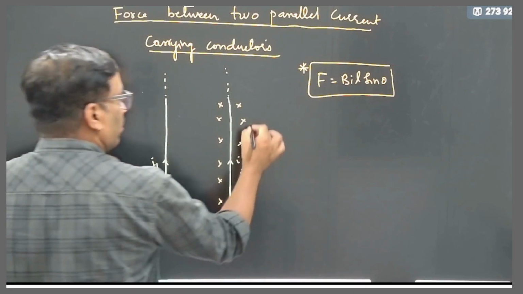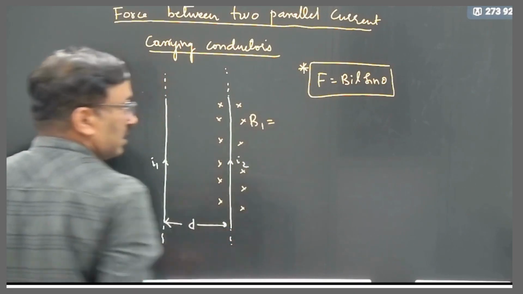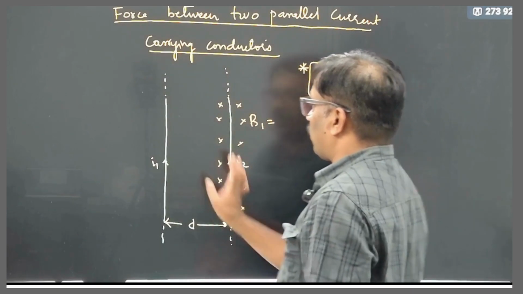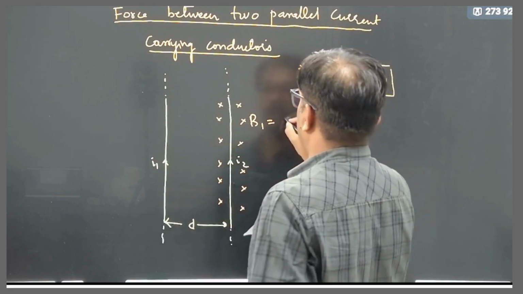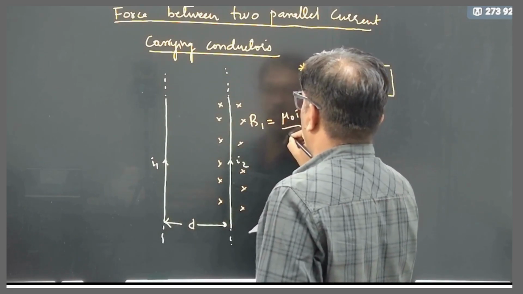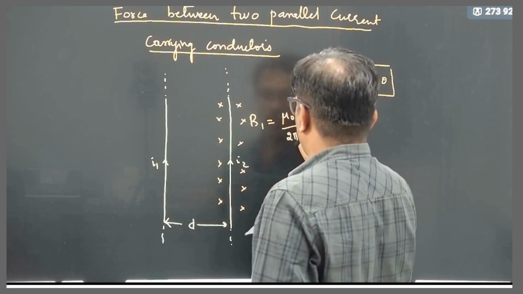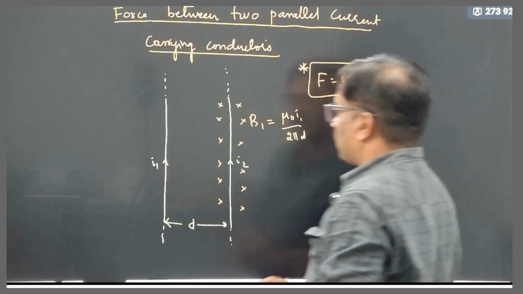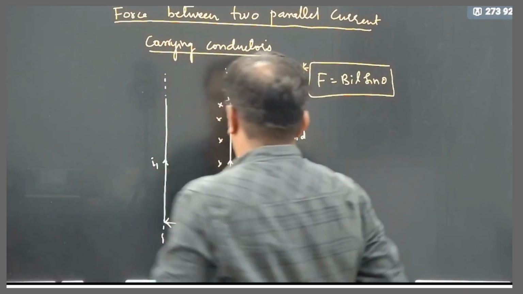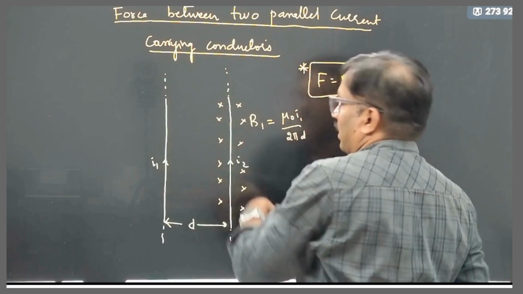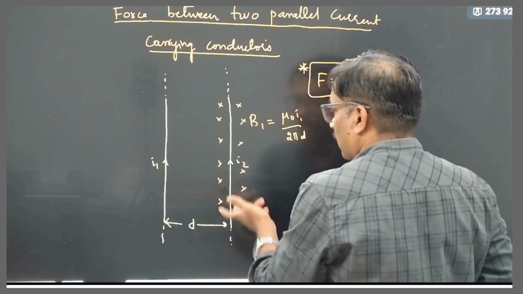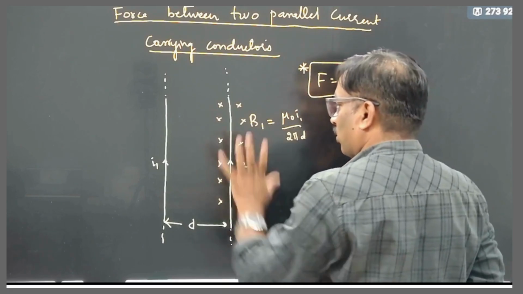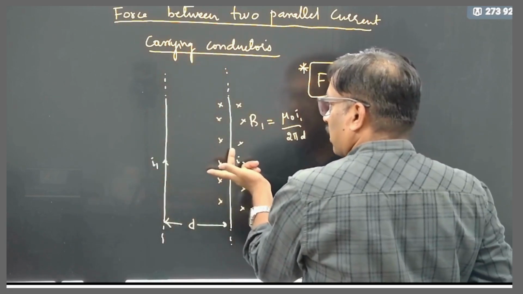What will be the magnetic field? This is B1. We studied this in the second part, please go through it. The magnetic field due to an infinitely long current carrying conductor is mu naught I by 2 pi D, here with I1 as the current. The magnetic field is directed into this. So now the magnetic field is there and the current carrying conductor is there, so this wire will experience a force. You have to use Fleming's left hand rule. So this is your left hand.